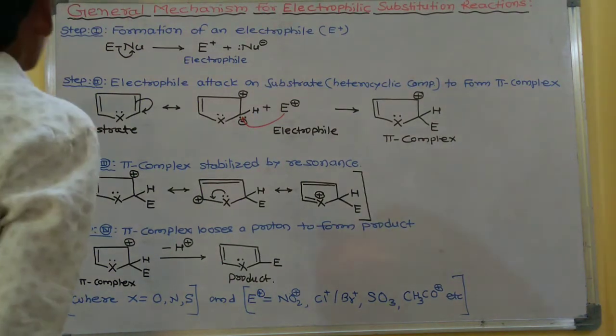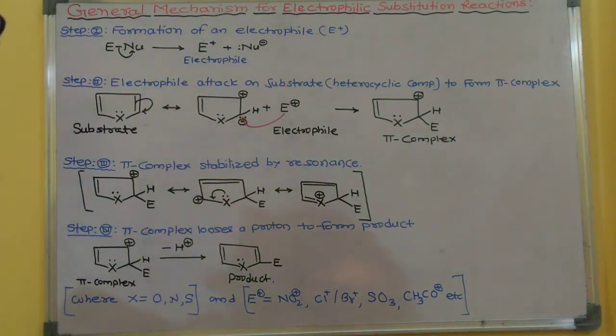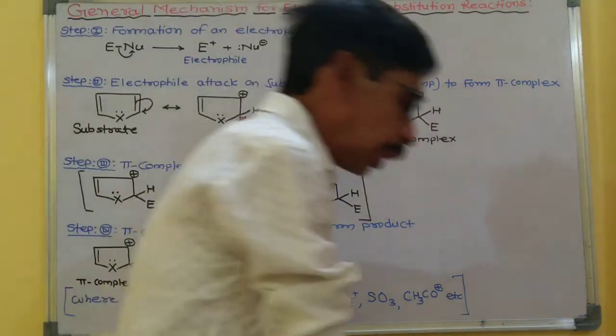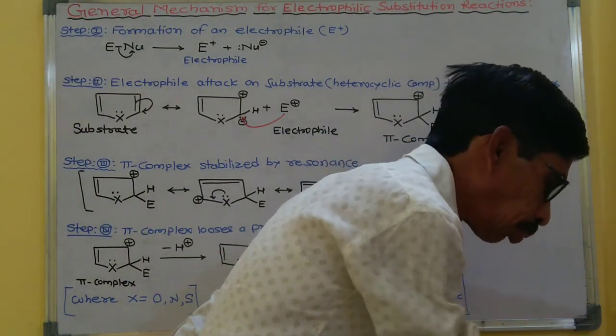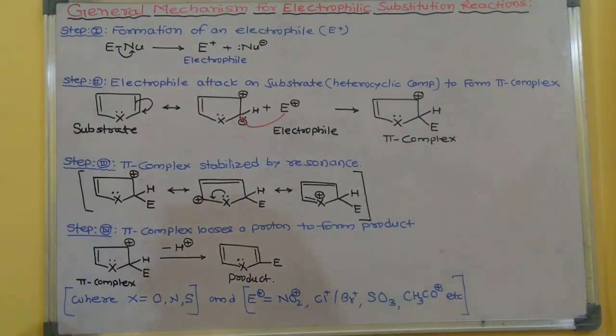The next important part of this topic is the general mechanism for electrophilic substitution reaction. This general mechanism is most important because the nitration, sulfonation, halogenation and Friedel-Crafts acylation and alkylation mechanisms we can easily explain on the basis of this general mechanism. So the general mechanism is the most important part of this topic.